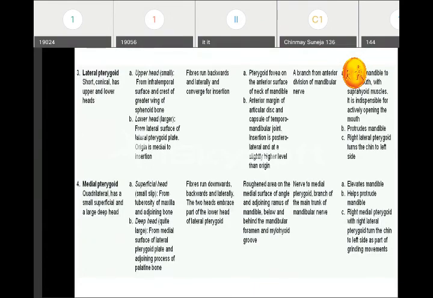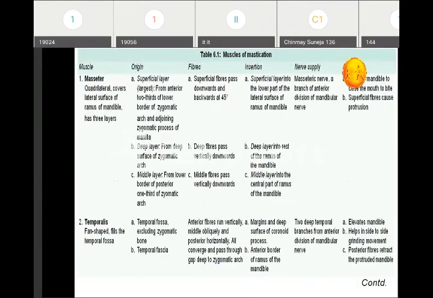Then lateral and medial pterygoid, already we have discussed their attachments. Nerve supply of lateral pterygoid is a branch from anterior division of mandibular nerve. What is the action? It depresses the mandible to open the mouth, protrudes the mandible, and remember the right and left pterygoid muscles in coordination will help in the grinding movement or the side to side chewing movement. Okay. So that is about the attachments of the muscles of mastication.